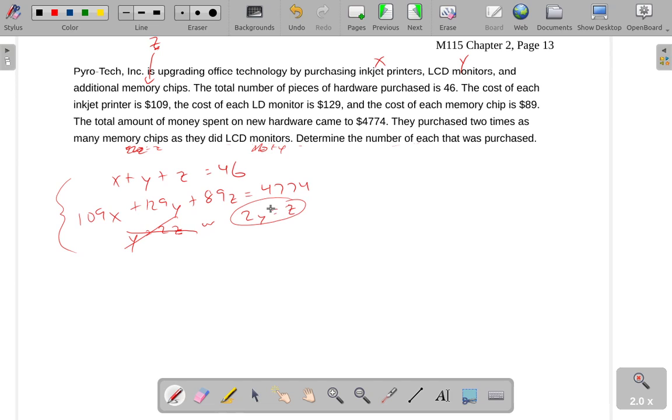In order to put this into an augmented matrix, I need to put this one into standard form. So I'll subtract Z from both sides to get 2Y minus Z equals 0. And my augmented matrix would look like this: 1, 1, 1, 46; 109, 129, 89, 47.74; and then 0, 2, negative 1, 0. This last one is a little bit weird, but it's 0x, 2y, negative 1z equals 0, so we end up with 0, 2, negative 1, 0. We would plug that into the calculator or the system solver, and we would get our answer from there.